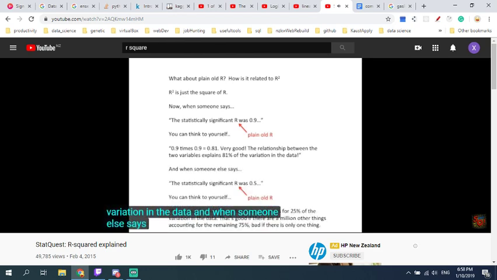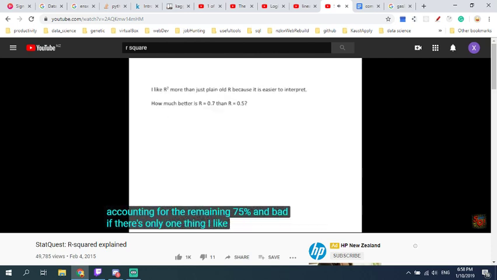And when someone else says the statistically significant r, that's plain old r, was 0.5, you can think to yourself, 0.5 times 0.5 equals 0.25. The relationship accounts for 25% of the variation in the data. That's good if there are a million other things accounting for the remaining 75%, and bad if there's only one thing. I like r squared more than just plain old r because it's easier to interpret.